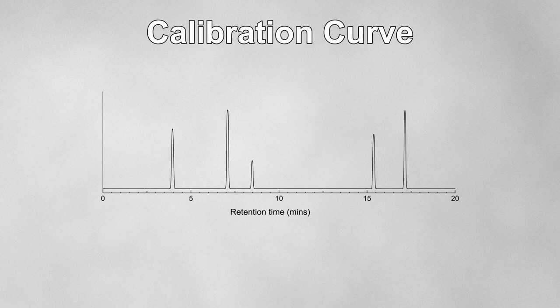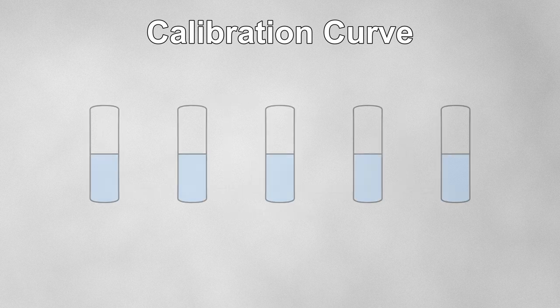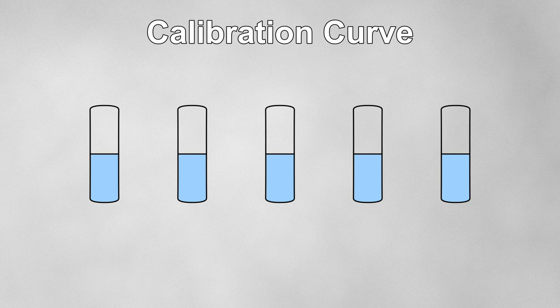Let's say we've identified that one of our components is butyl propanoate, based on its retention time. But we want to figure out the concentration of butyl propanoate in our original sample. We'd need to prepare several different solutions of butyl propanoate, each with a different concentration. We'd then perform chromatography on each solution.